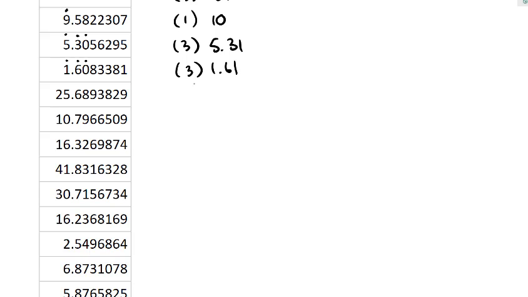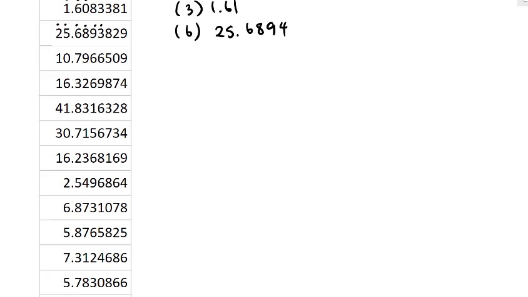1.61. Let's go to 6 significant figures, 1, 2, 3, 4, 5, 6. You round based on this, so 25.6894. That rounds that one up. Okay, let's go to 3 significant figures, 1, 2, 3. Round up based on that, so 10.8. Let's go to 4 significant figures, 1, 2, 3, 4, round based on that, so 16.33.